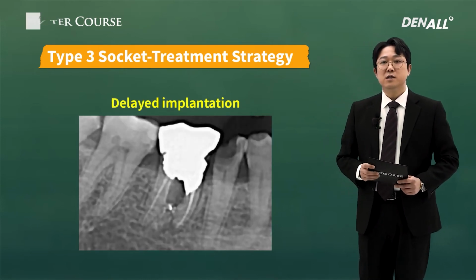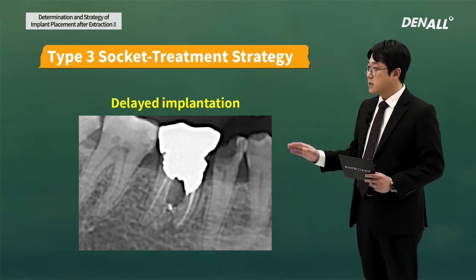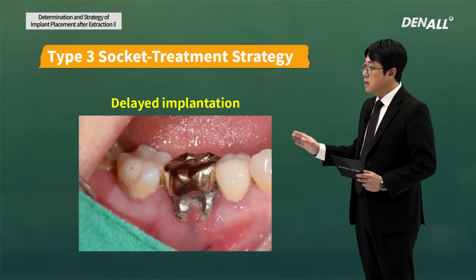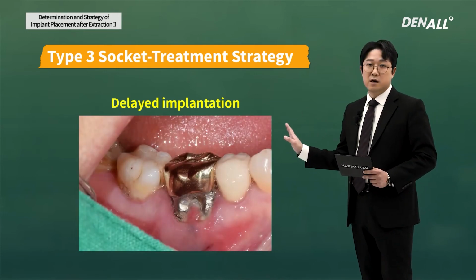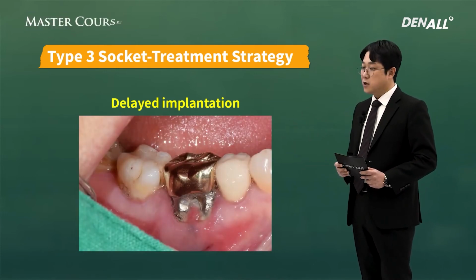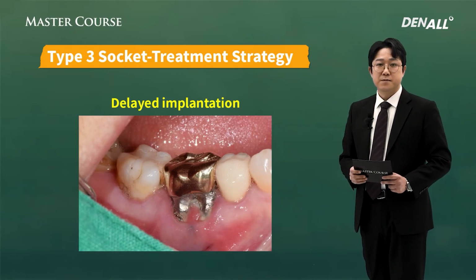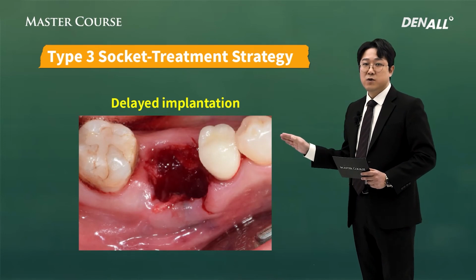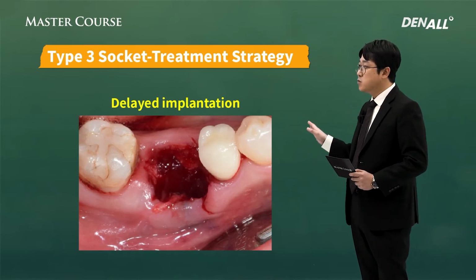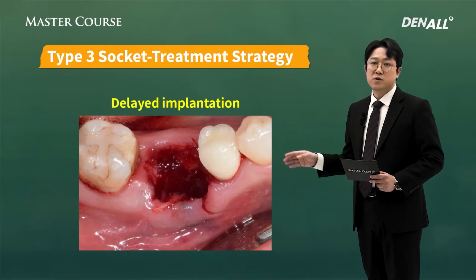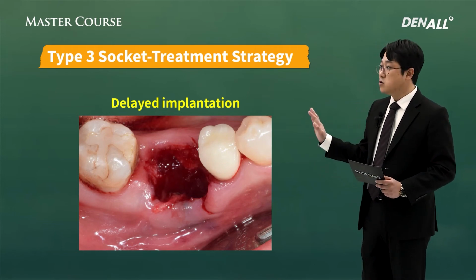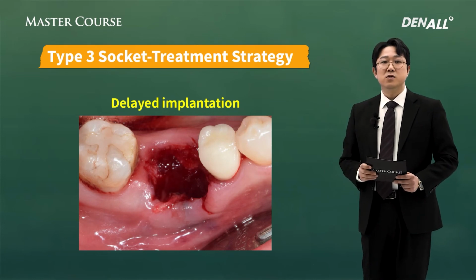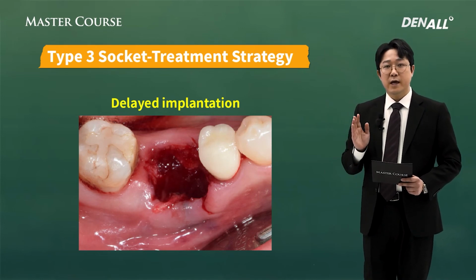Next, I'm going to talk about the delayed placement in type 3 socket. In number 46, there's furcation involvement. If you look at patient mouth, buccal gingiva is resorbed. After extraction, within the socket, more so than the radiographic image, there's a lot of bone loss and soft tissue loss buccally is observed.